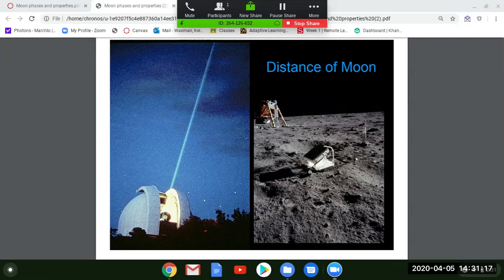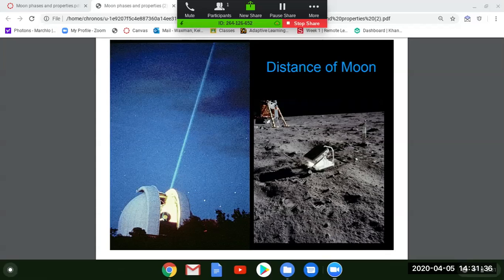That works out to be about 240,000 miles. And we found out the moon is actually getting farther from us each year. We'll talk about that later. It's by about an inch and a half, about 4 centimeters per year. The moon is moving away from the Earth, getting a little farther away each year. So that's the distance of the moon.